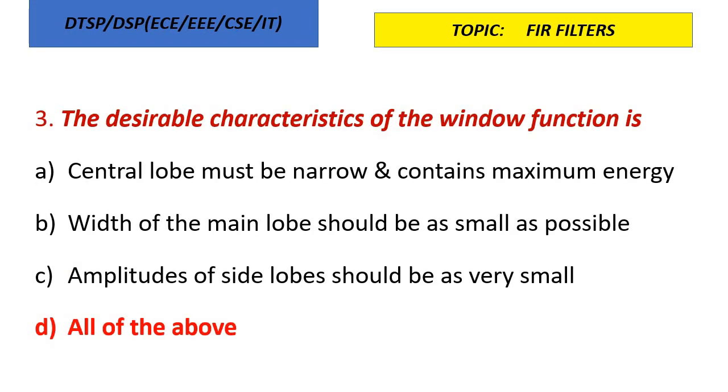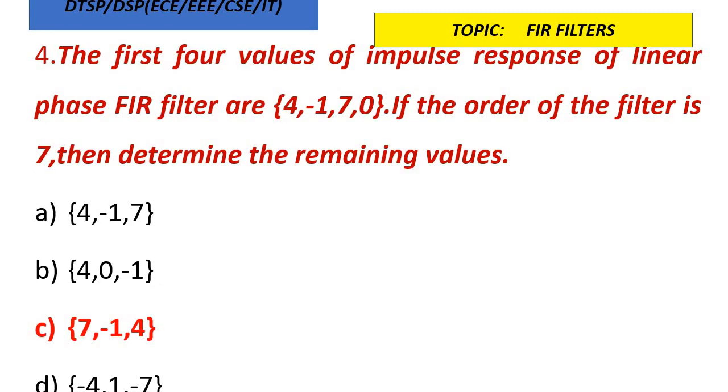Third question, the desirable characteristics of the window function is what? When we talk about window function, three things we have to remember. First one is width, and then the central lobe and the side lobe. Central lobe must be narrow and contains maximum energy. Width of the main lobe should be as small as possible, and amplitudes of side lobe should be very small. So all the three things are the desirable characteristics of the window function. So option D is the correct answer.